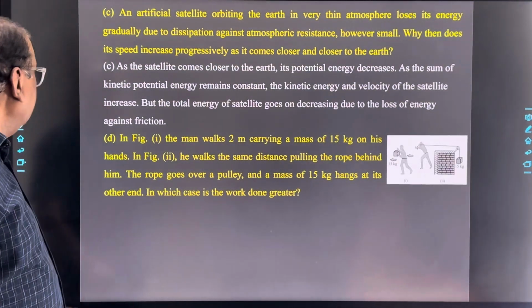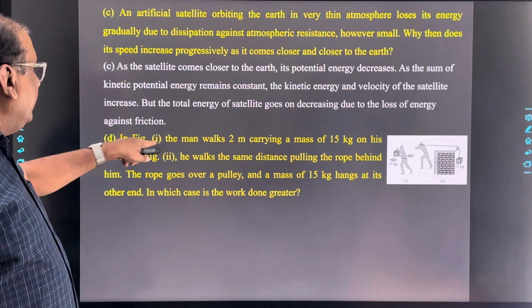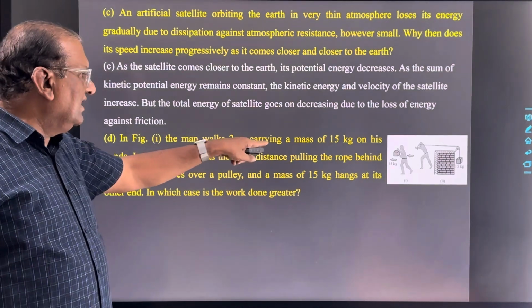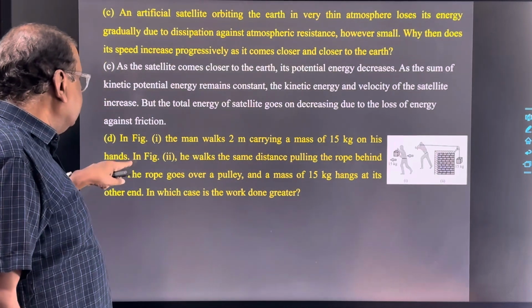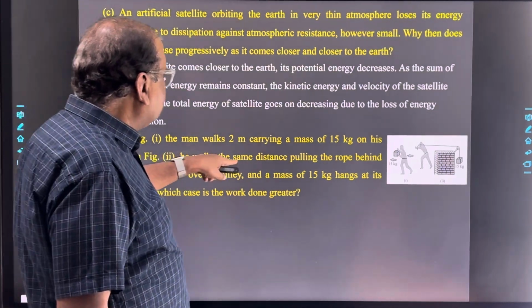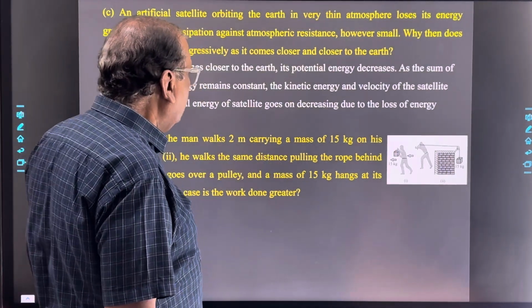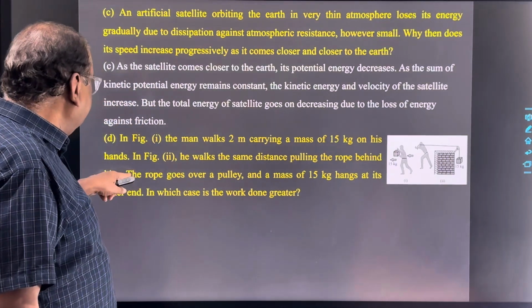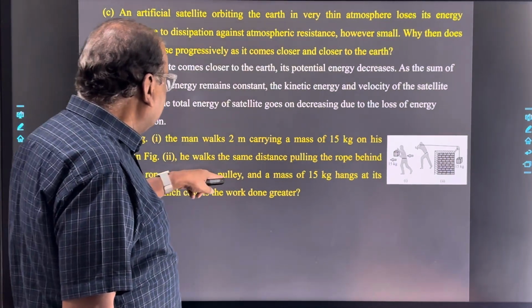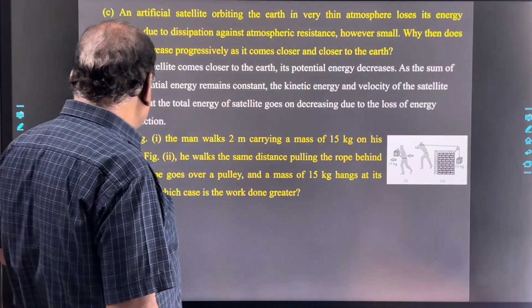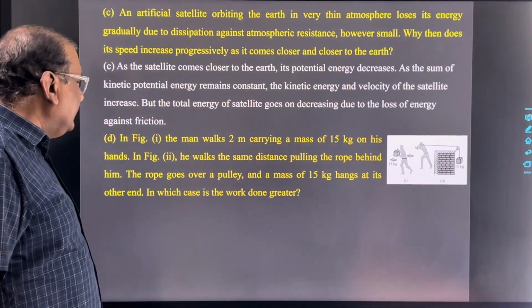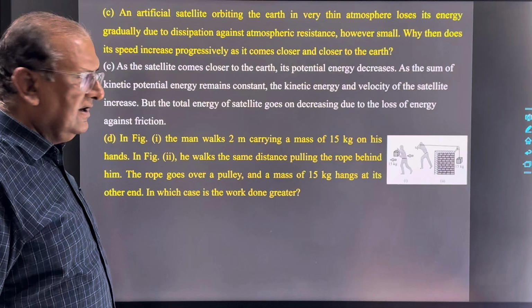Okay. D. In figure 1, the man walks 2 meters carrying a mass of 15 kg in his hands. In figure 2, he walks the same distance pulling the rope behind him. The rope goes over a pulley and a mass of 15 kg hangs at its other end. In which case is the work done greater?